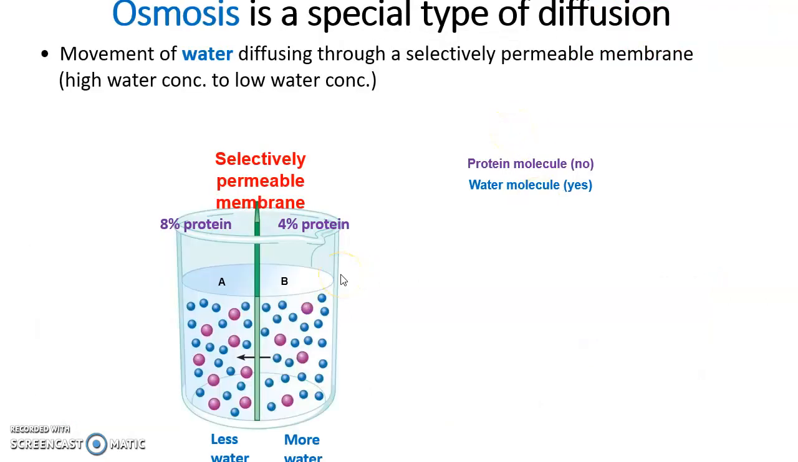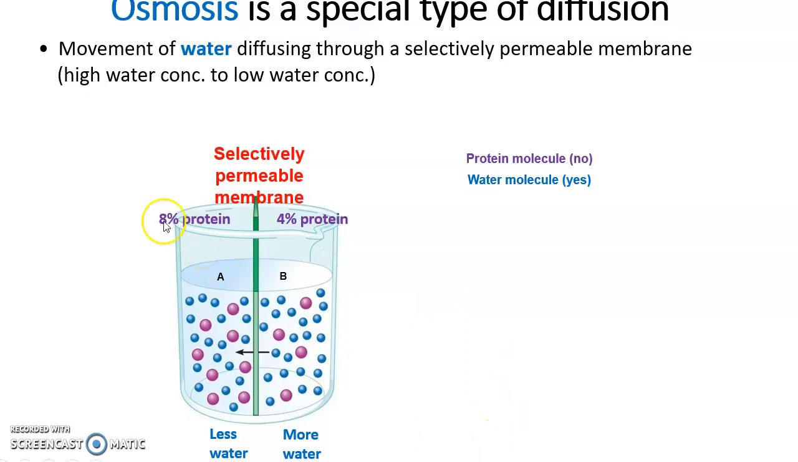All right, so water moves through membranes. Water can pass through permeable membranes, going again from high concentration of water to low concentration of water. So the more solute, the less water. So that means 4% protein versus 8%, more water, less water. Water is going to cross over to the A side.